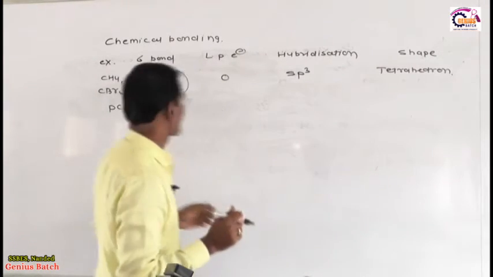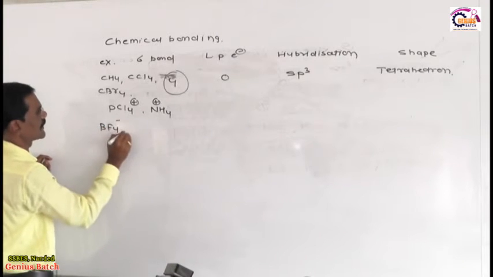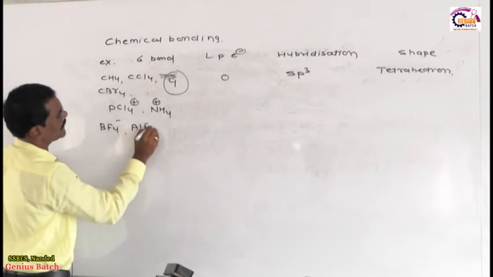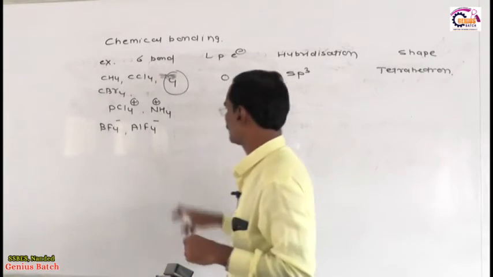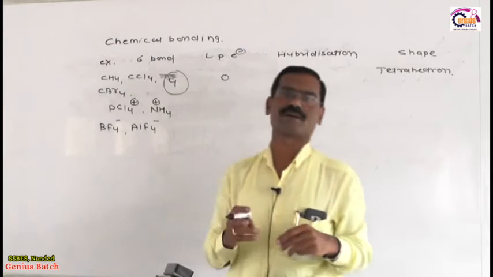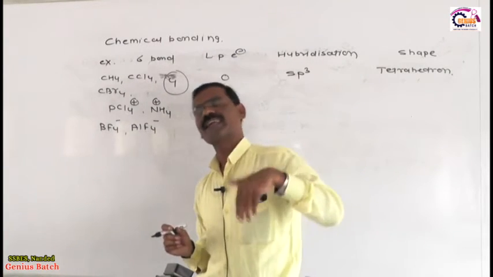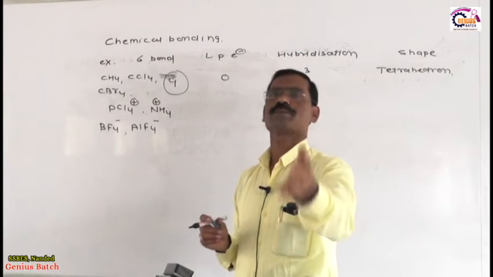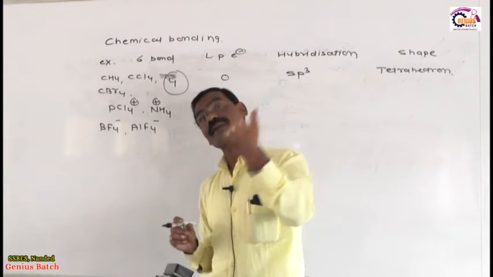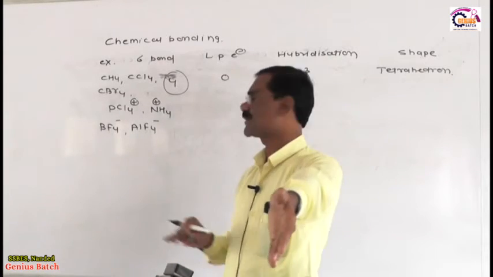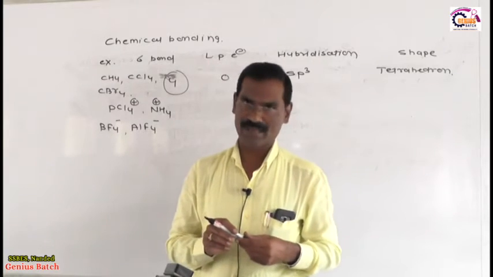After NH4 plus, dear students, this is a very important thing, BF4 minus. After BF4 minus, AlF4 minus. I have already discussed with you what happens. We can't consider this negative charge in the counting, because in boron one empty orbital is present, and in that empty orbital fluorine donates its lone pair of electrons and the formation of the bond takes place. That's why that empty orbital is considered in hybridization. No need to count the negative charge while calculating the number of hybrid orbitals.